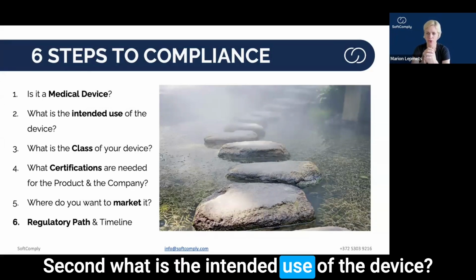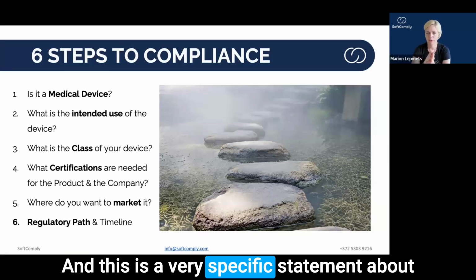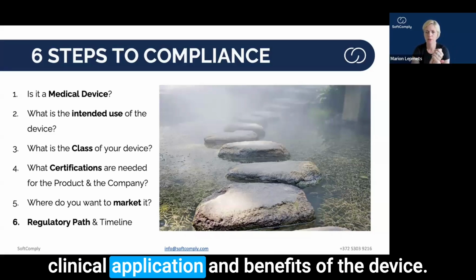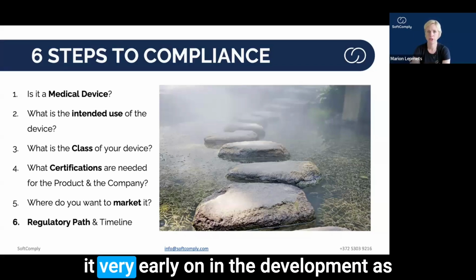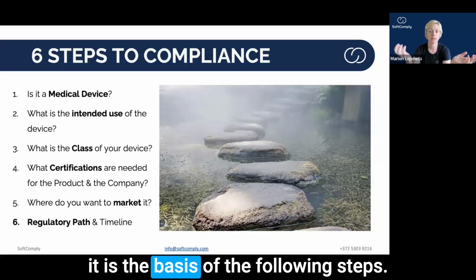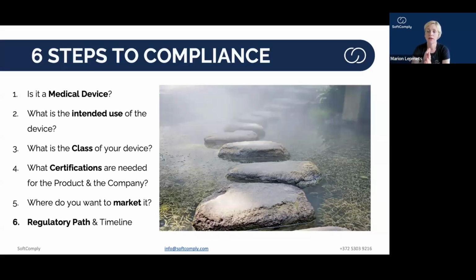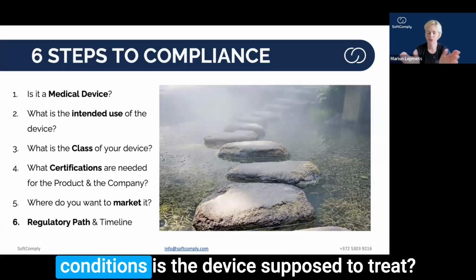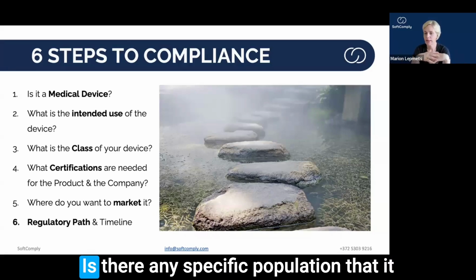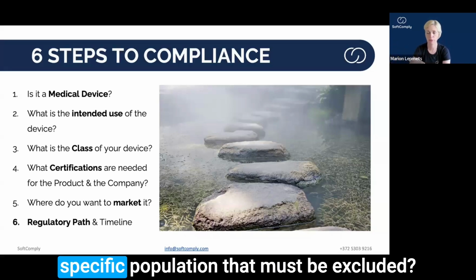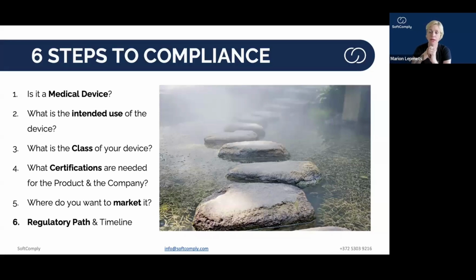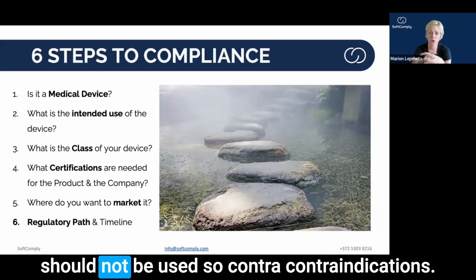Second, what is the intended use of the device? And this is a very specific statement about clinical application and benefits of a device, and it is extremely important to define it very early on in the development, as it is the basis of the following steps. Ask yourself questions such as, what medical conditions is the device supposed to treat? Is there any specific population that it is meant for, or it is in scope for, or any specific population that must be excluded? And are there any cases where this device should not be used? So contraindications.